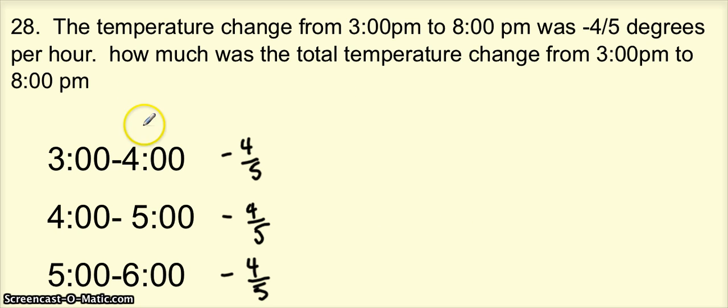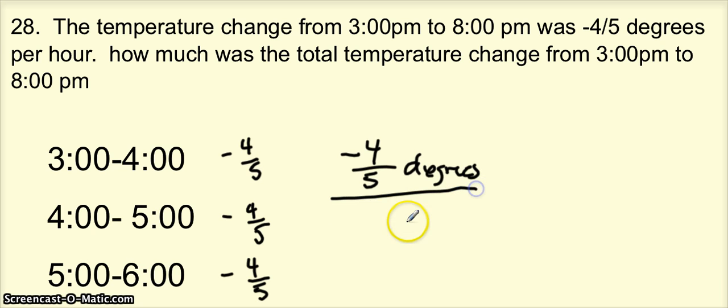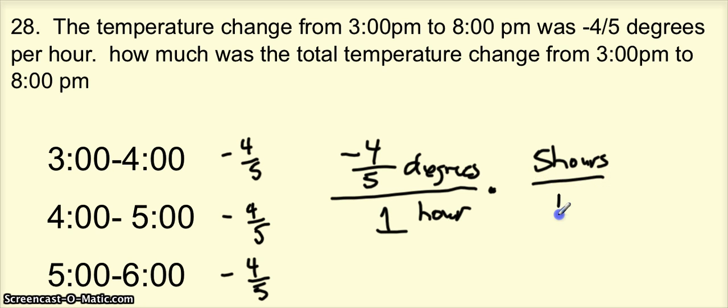And I'm going to put that we've got -4/5 degrees per hour. And of course, this means in 1 hour. But all of this activity took place over the course of 5 hours. So I know I'm going to multiply times 5 hours. I can put this over 1.